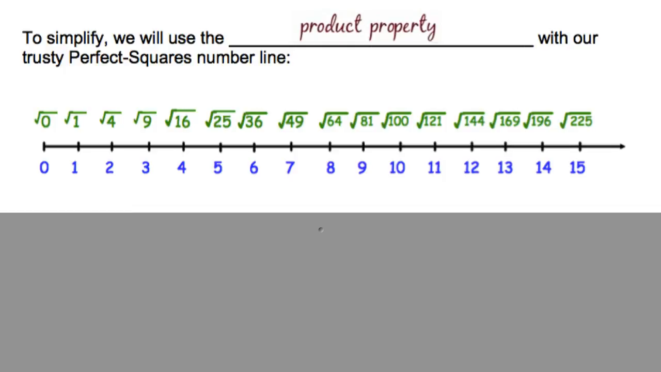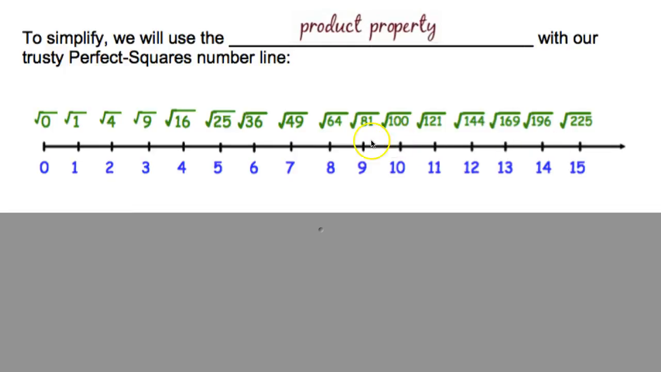All right, what we talked about in the last one was the product property. That is when you have two numbers, two products under a radical sign, you can just split them up and make two different square roots. So that's what we're going to start with.